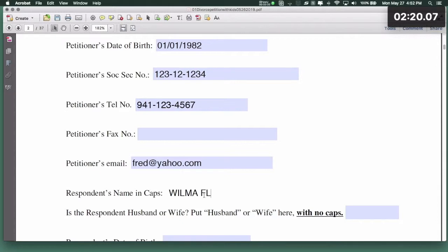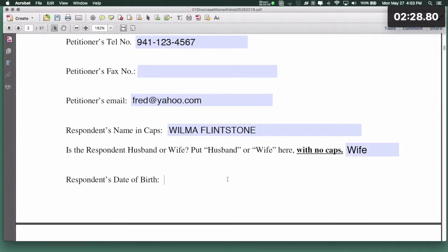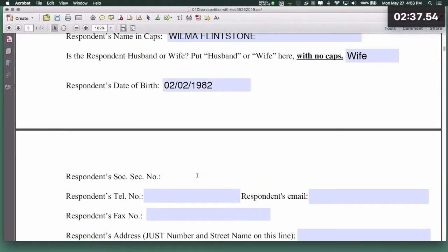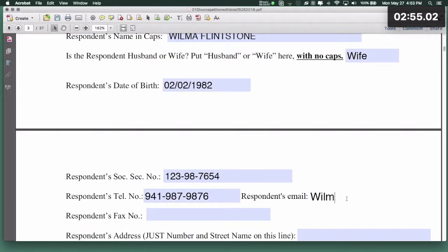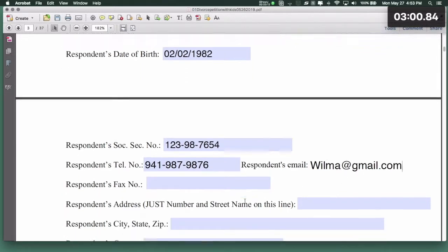Wilma Flintstone. Okay, and she is the wife. Date of birth, let's see, I don't know. February 2nd, 1982. Let's see, her social, 123987654. And her telephone number, she's got a different cell number, 941-987-9876. What's her email? Well, Wilma, how about at Gmail? All right. Fax number, she doesn't have a fax number.